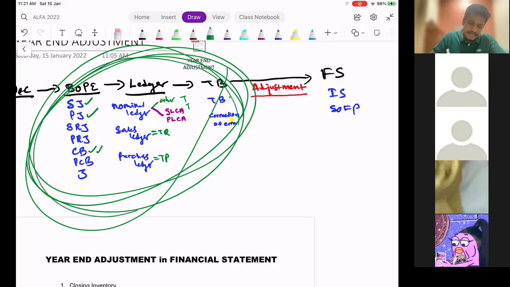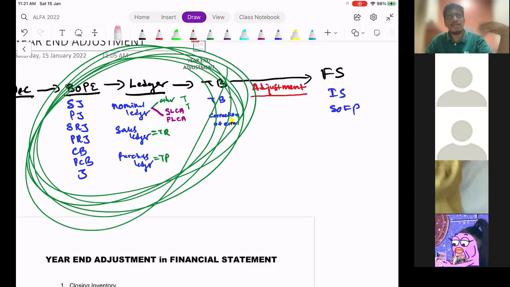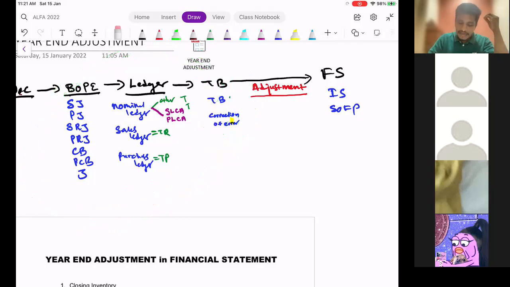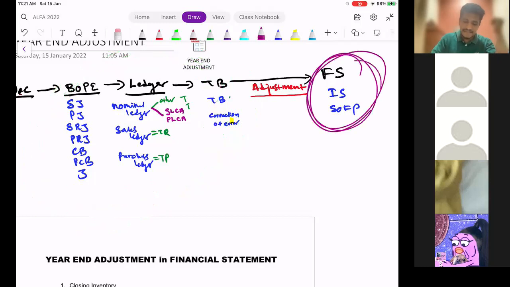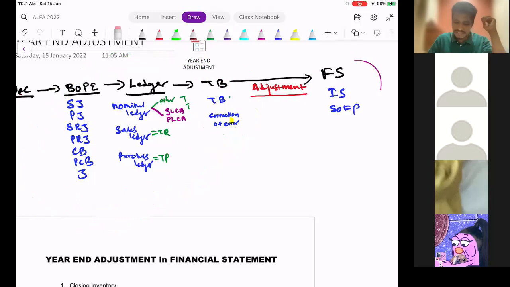In any of this account, did you show how much your closing inventory is? Whenever you buy inventory, you record it in purchases. Whenever you sell inventory, you record it in sales. But there's no inventory account. We don't open an inventory account in the ledger. So at the end of the year, before you calculate the profit, you need to know how much your closing inventory is.